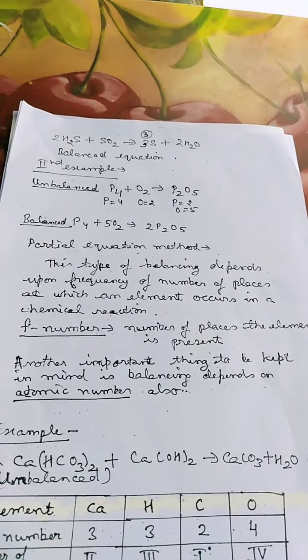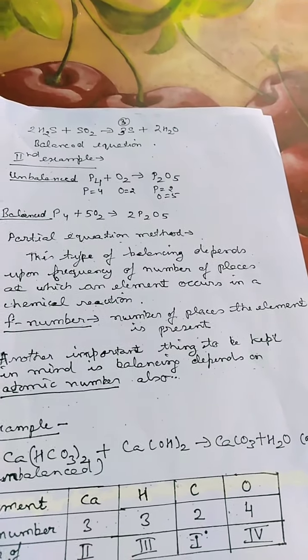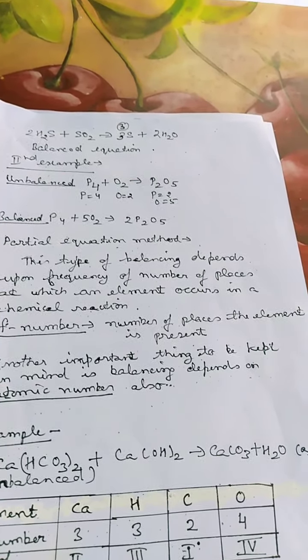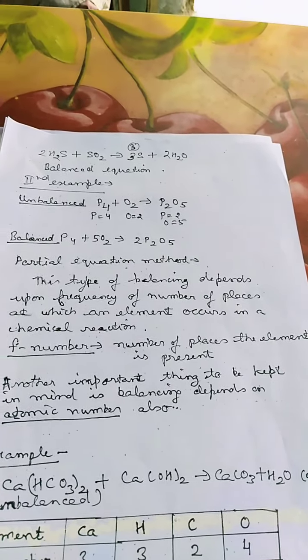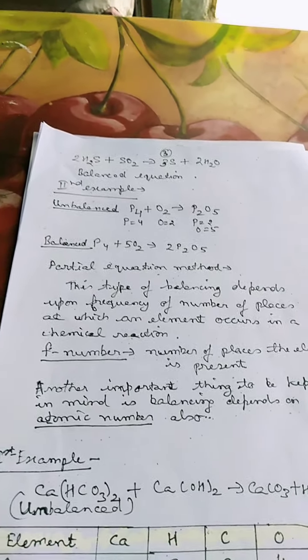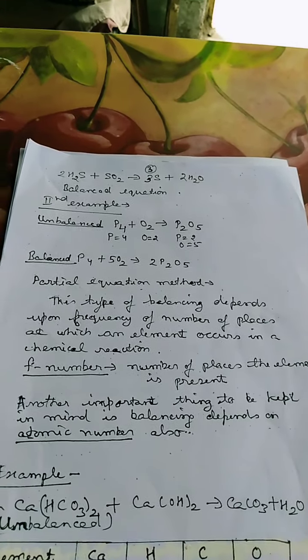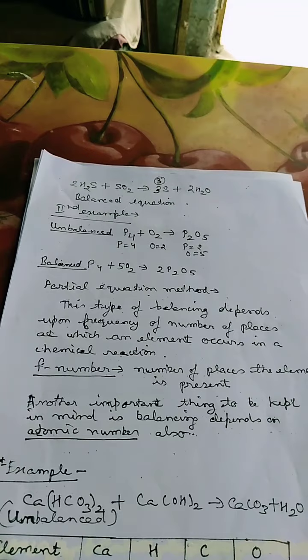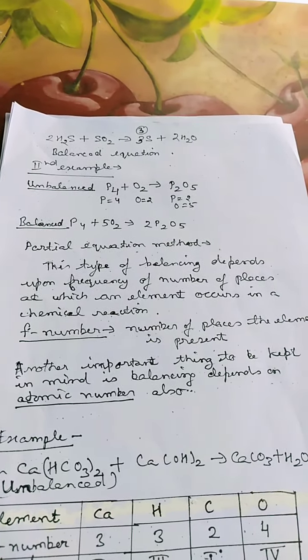So we will first multiply P2O5, which is a product, by 2. Multiply P2O5 by 2, so it becomes 2P2O5. Then oxygen is O2. It will be multiplied by 5. On the left hand side, it will become 5O2. So the final equation which we are having is P4 plus 5O2 gives 2P2O5.